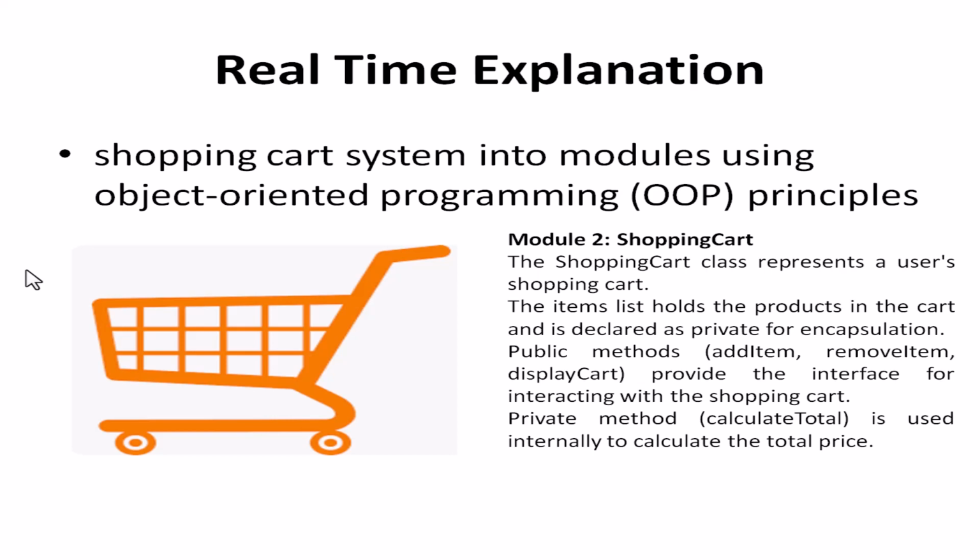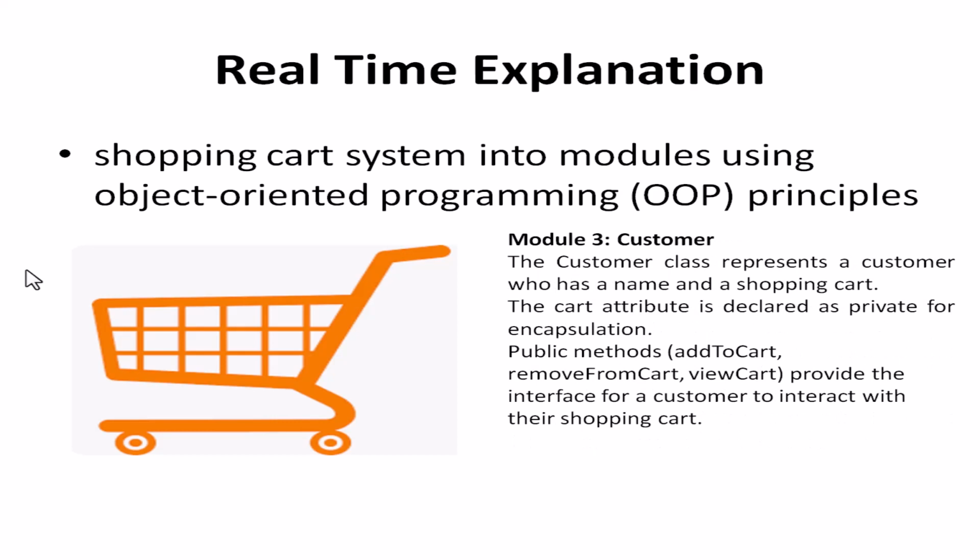interacting with the shopping cart. What methods can you declare as private? The private method we are using is calculate total, which internally calculates the total price, so that it cannot be modified by an outside person. Module 3 is customer. The customer class represents a customer who has a name and a shopping cart. The cart attribute is declared as private for encapsulation. Public methods we can declare are add to cart, remove from cart, and view cart, which provide an interface for a customer to interact with the shopping cart.